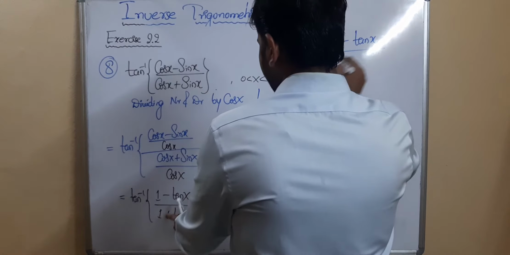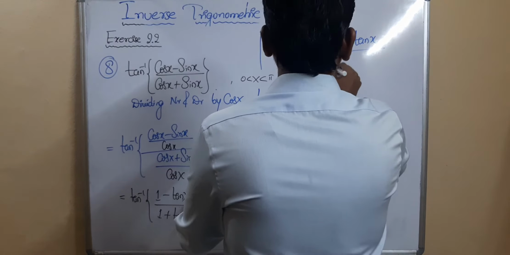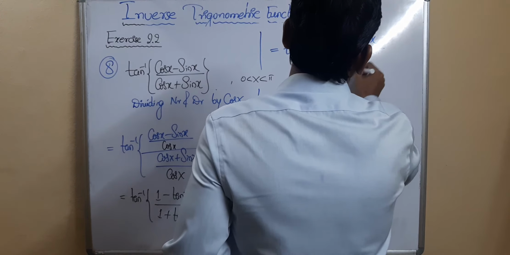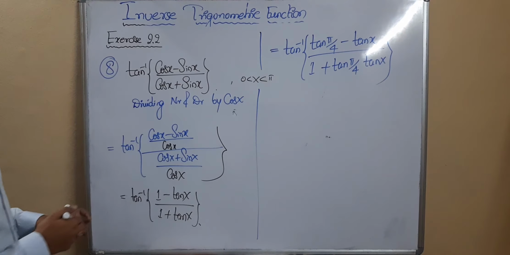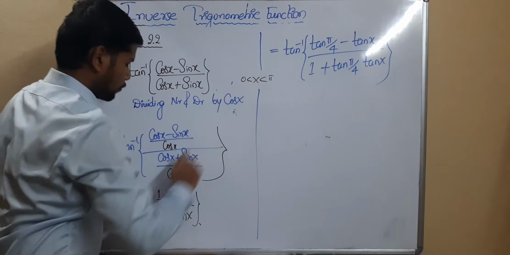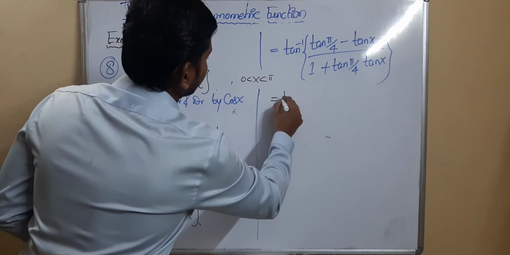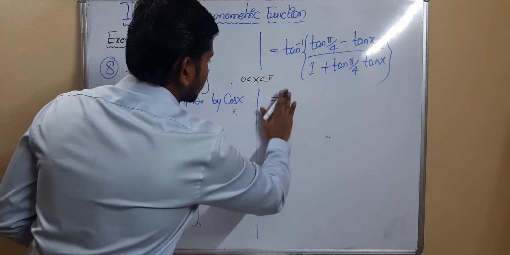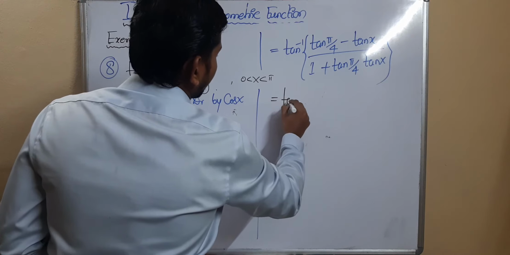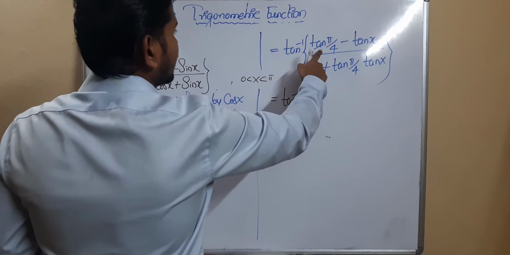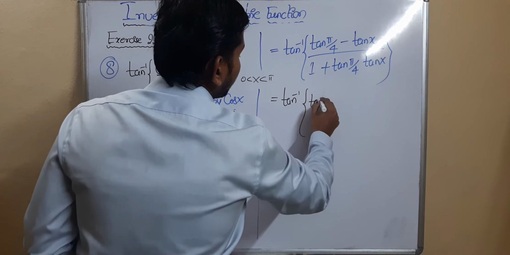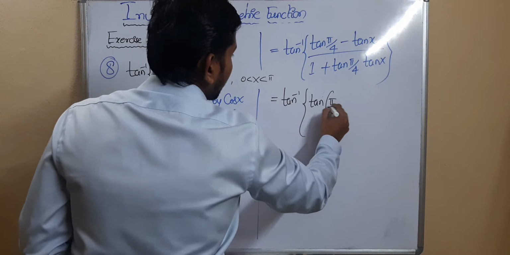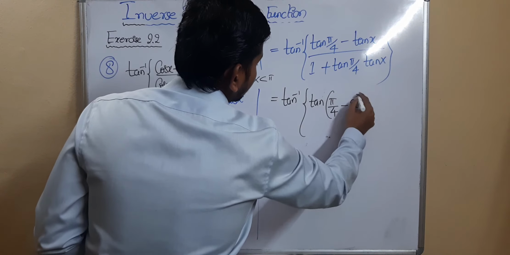This minus tan x, as it is, divided by 1 plus, here I'd like to write tan pi by 4 into tan x. Here it will be 1 into tan x, which is tan x. The numerator tan pi by 4 will be 1. It will be tan inverse of, concentrate on the board. You can write tan inverse as it is, tan a minus tan b divided by 1 plus tan a tan b. The formula is tan of a minus b. a means pi by 4 and b means x.